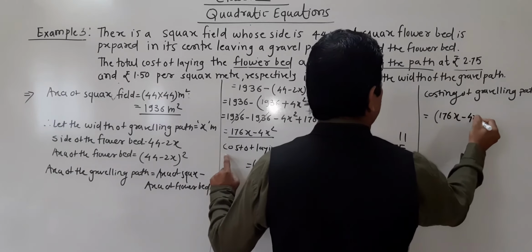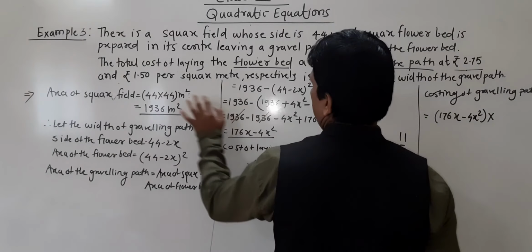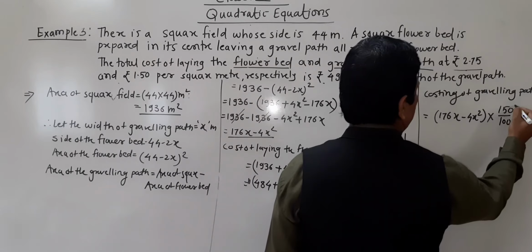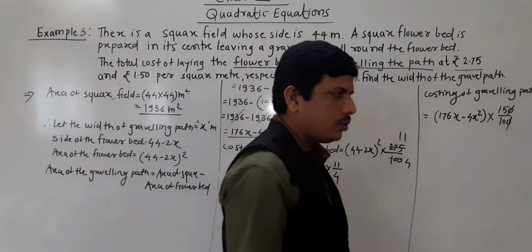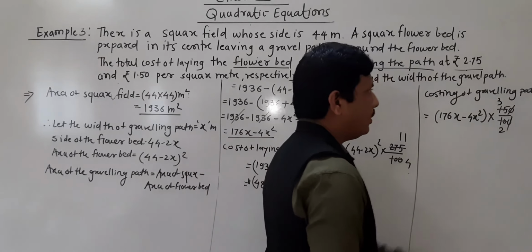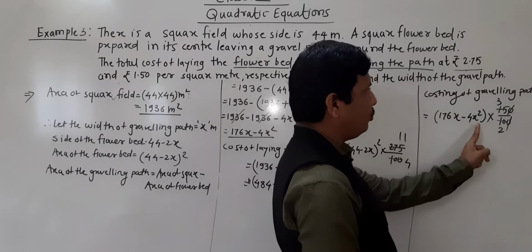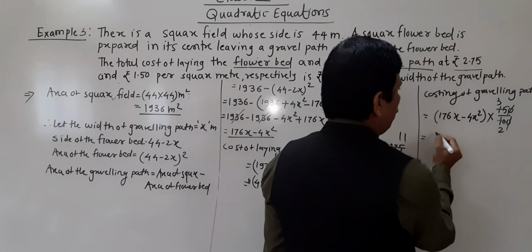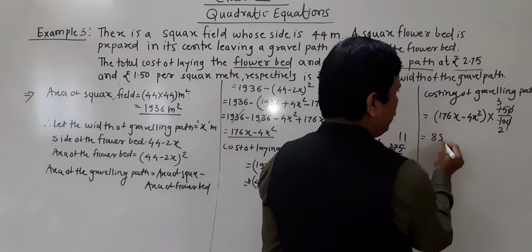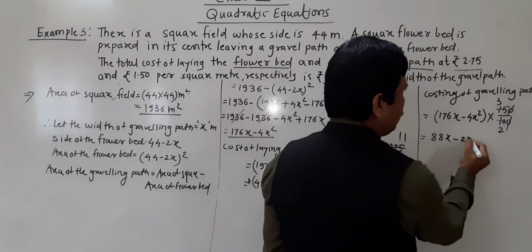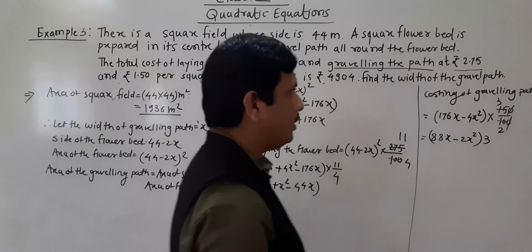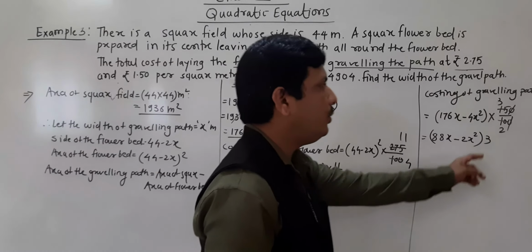176x minus 4x square multiplied by that cost, which is given as 1.50. 1.50 means 150 upon 100. So we can cancel the 0s. 5 2s are 10, 5 3s are 50. Okay, so here we can divide both the terms by 2. So 2 8s are 16, 1 remains, 16, 2 8s are 16. 88x minus 2x square into 3. Okay, 88x minus 2x square into 3.